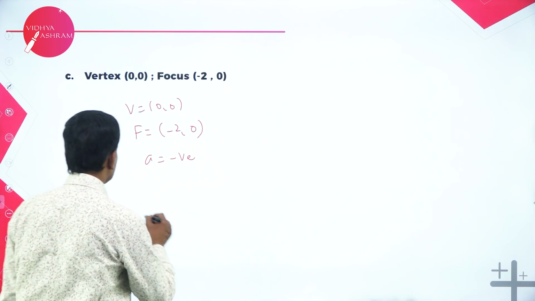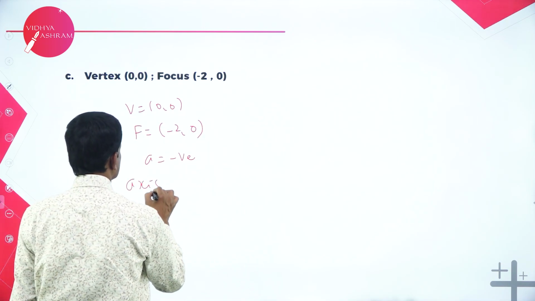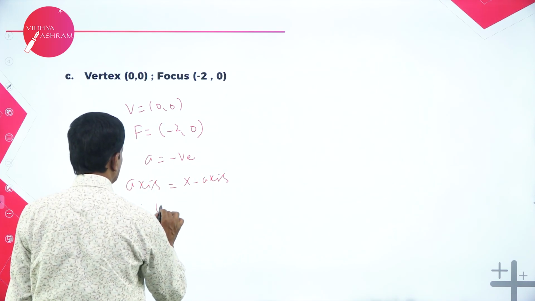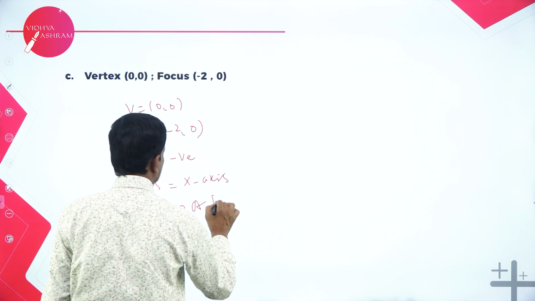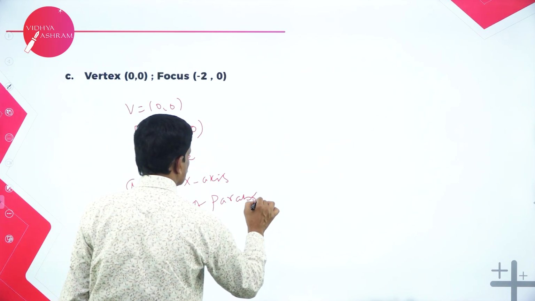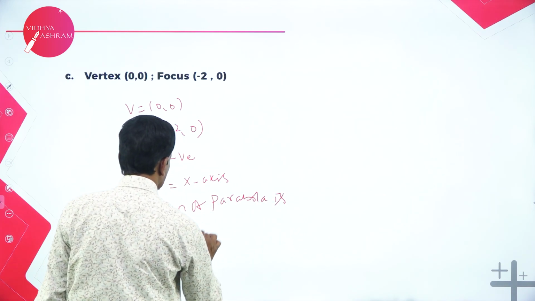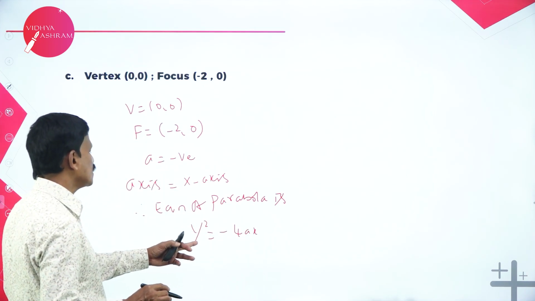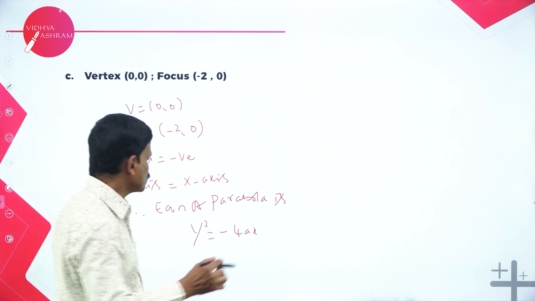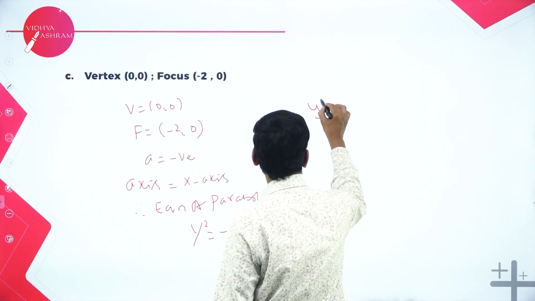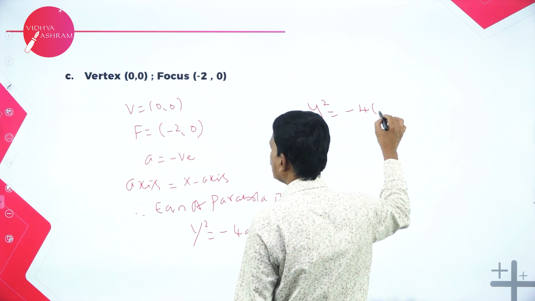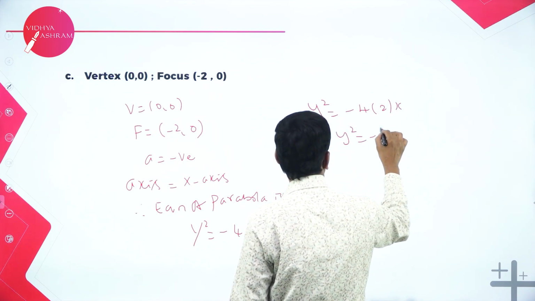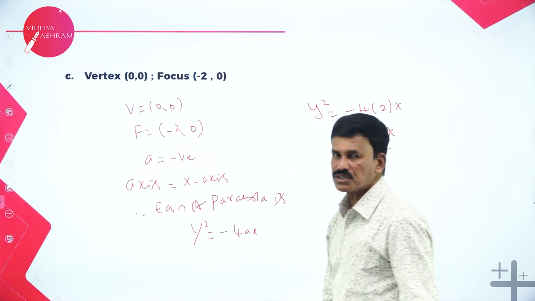So the axis of the parabola is the x-axis. Therefore the equation of the parabola is y square is equal to minus 4ax. Since the focus is negative, the equation of the parabola is y square is equal to minus 4ax. So the required equation is minus 4a, which is 2, into x. That's nothing but y square is equal to minus 8x, the equation of the parabola.